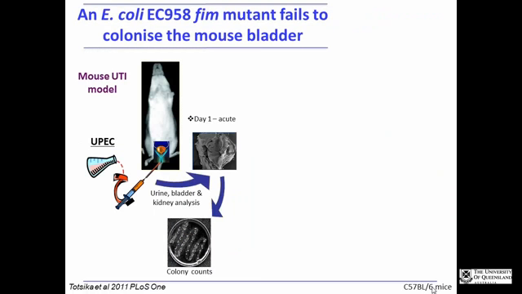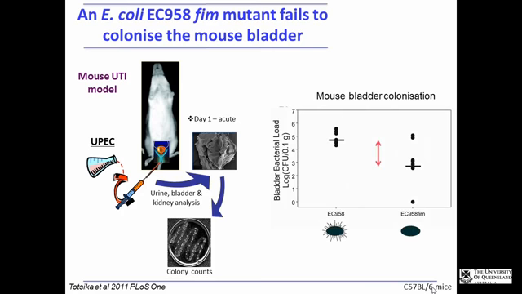We also have a mouse infection model to study colonisation of the bladder. In this model, we use female mice, and we inoculate these mice directly with our bacteria in the bladder using a sterile catheter. And we can examine the bacteria that are recovered from the bladder at different time points post-infection by using colony counts. If we take our wild type and our mutant strain, we can see that the type 1 fimbriae mutant strain is attenuated around 100-fold for colonisation of the mouse bladder in this system.